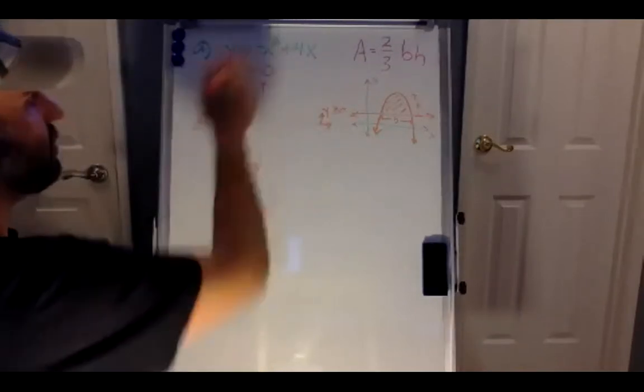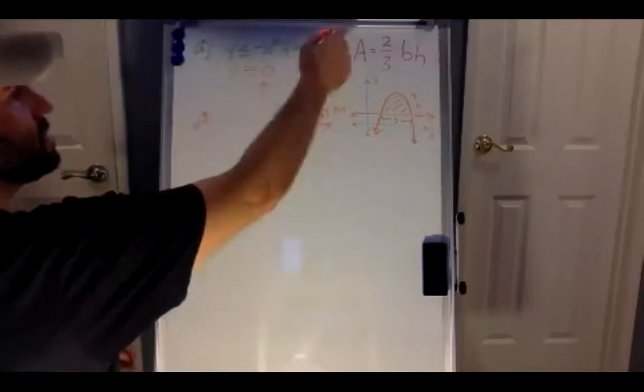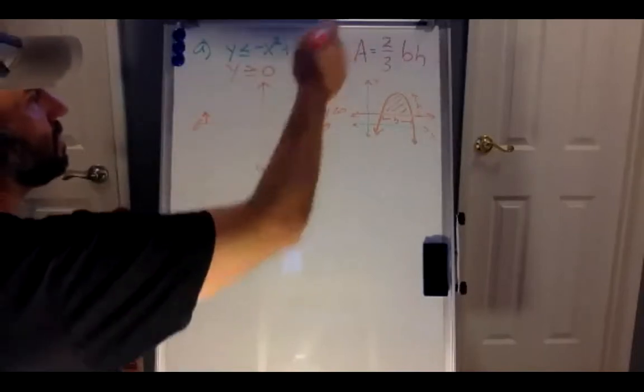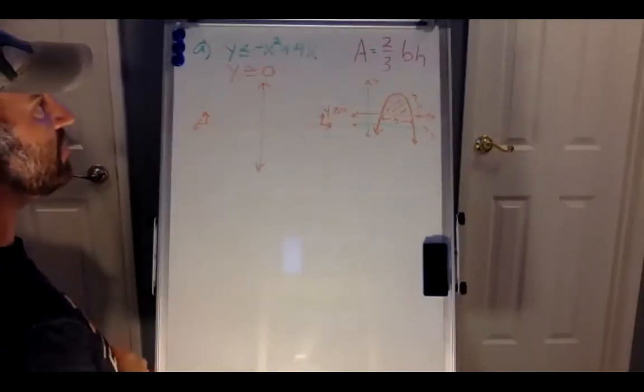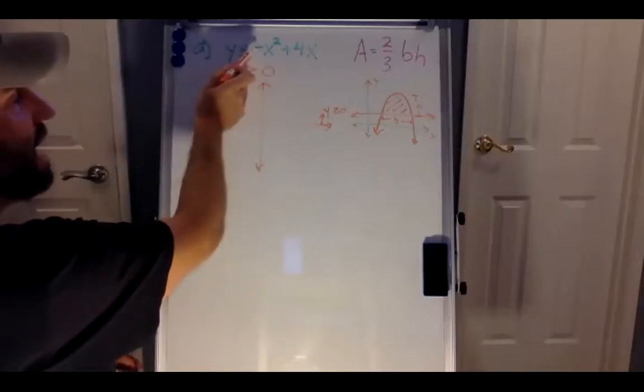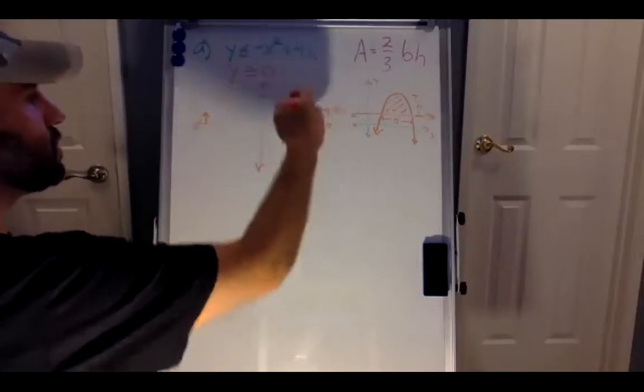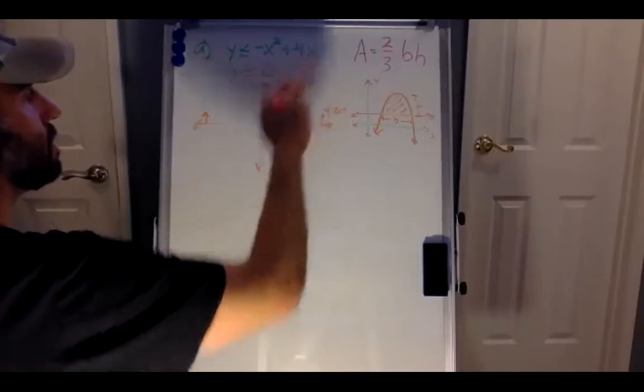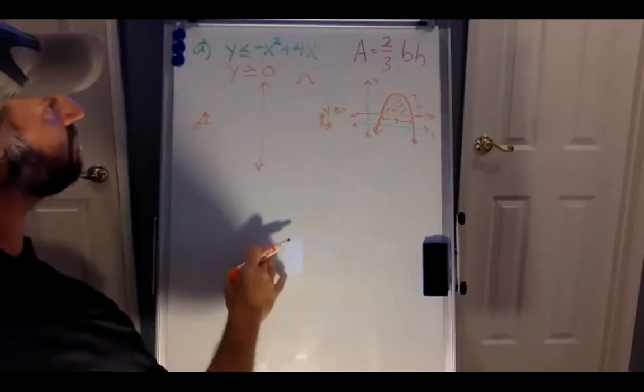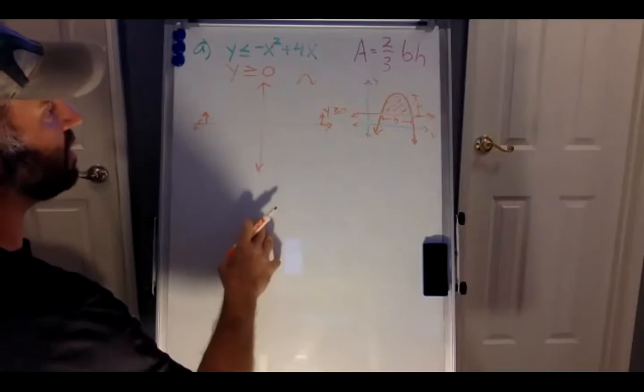Okay, then if you graph this one, notice there's no C. Okay, so it's not translated up. And it's upside down, negative. So this one's going to look like this. Okay, and where's the vertex going to be?